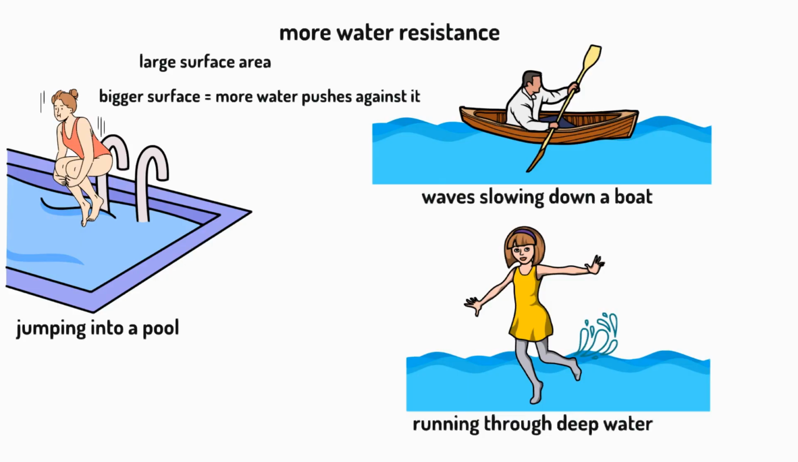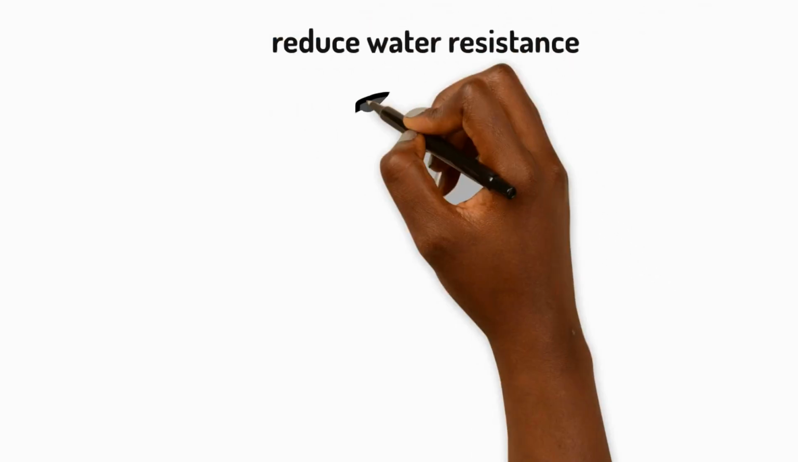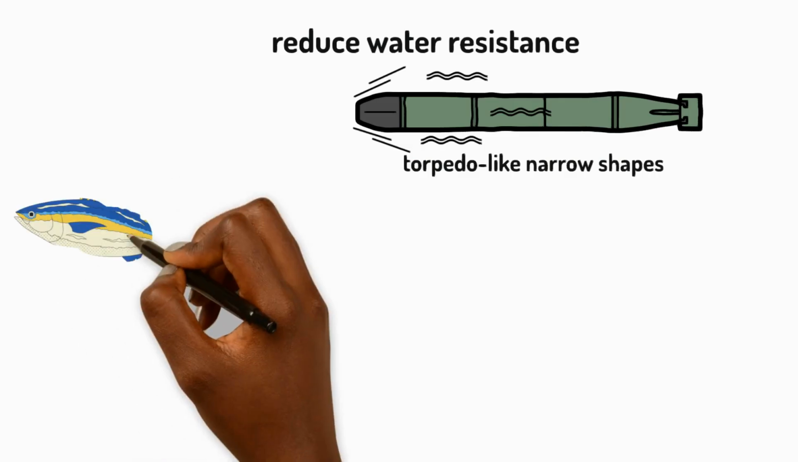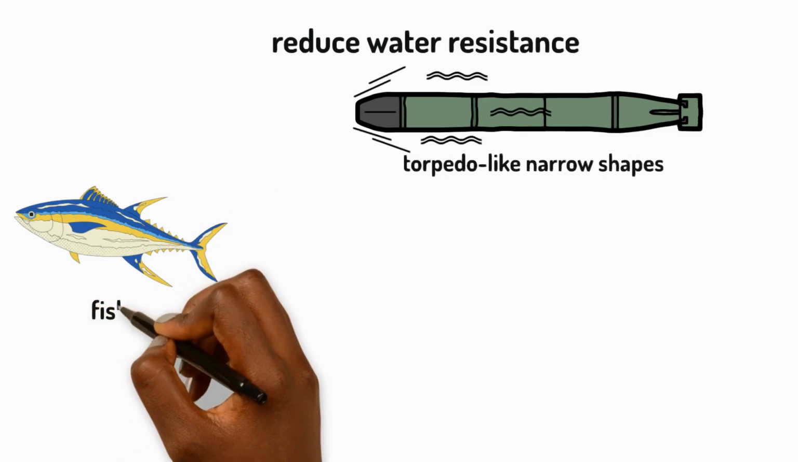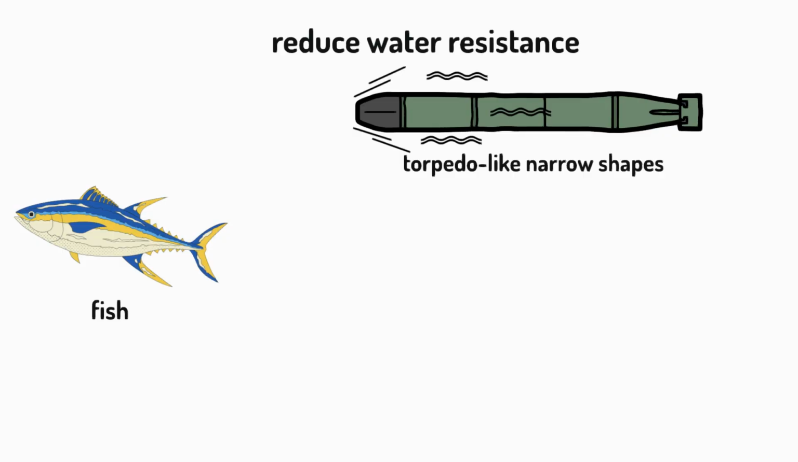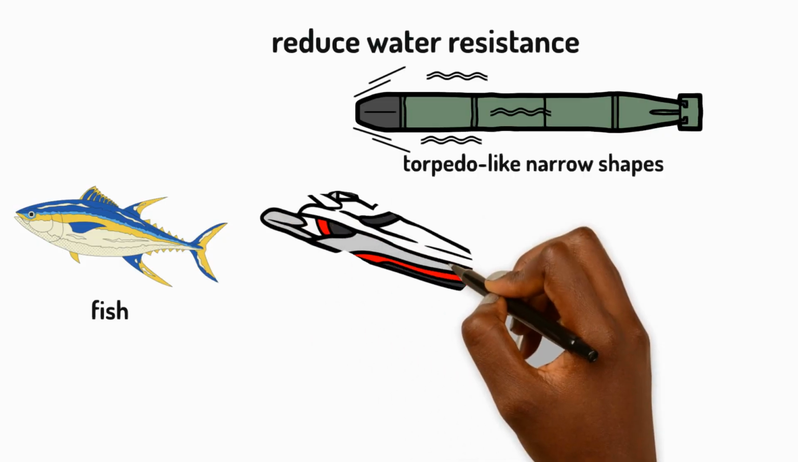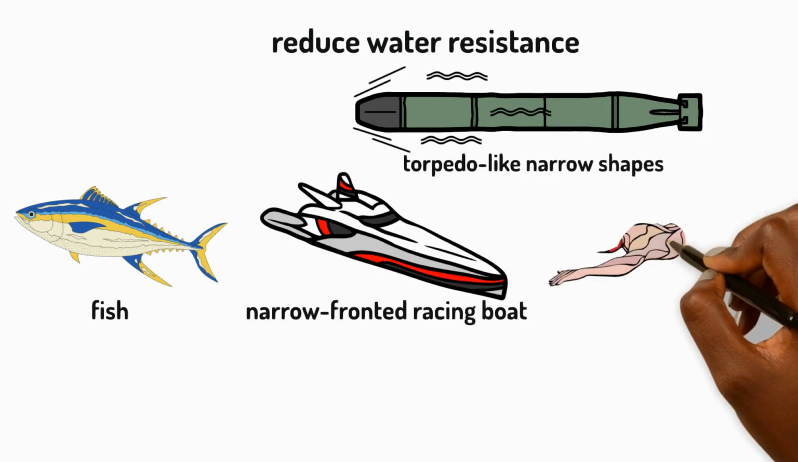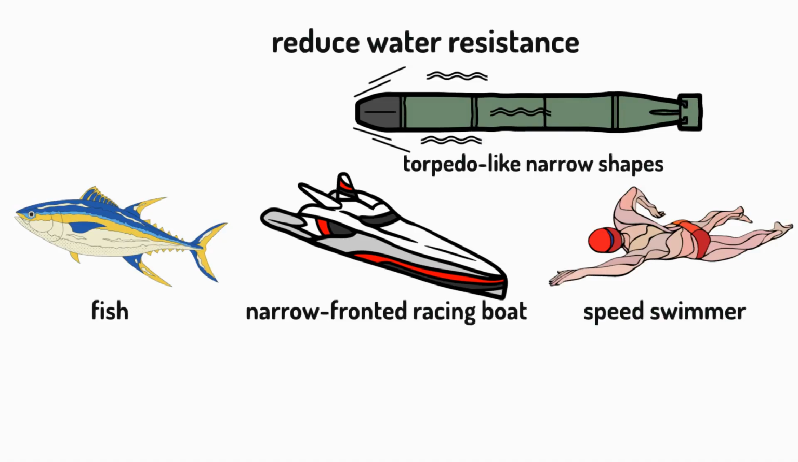We can also reduce water resistance. We can do this by using torpedo-like narrow shapes that allow the water to flow smoothly over and around objects, and this reduces drag. Some examples include fish, which have smooth, pointed bodies to allow them to swim fast, or narrow-fronted racing boats that can cut through water. And finally, speed swimmers can streamline their bodies and wear special swimsuits.